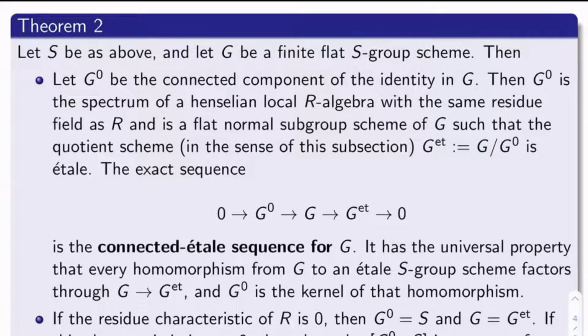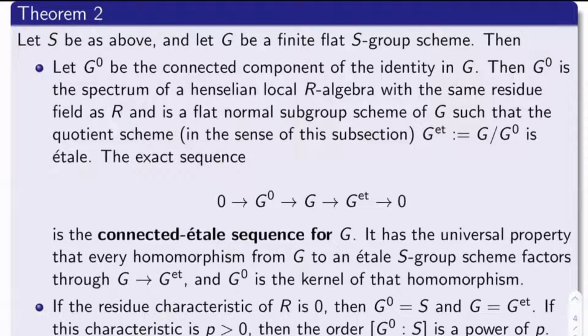Let's let G0 be the connected component of the identity in G. So G is a group scheme, so that makes sense. Then G0 turns out to be the spectrum of a Henselian local R algebra, and it has the same residue field as R. Okay, so passing to the connected component of the identity doesn't disturb the residue field, so that's nice to know. And it's a flat normal subgroup scheme of G, such that the quotient scheme, and this terminology normal and quotient scheme, I mean those in the sense that were developed this chapter a couple of videos ago. So the quotient scheme, which I'll call G et, which is G mod G0, it's Etale. Et there stands for Etale, okay?